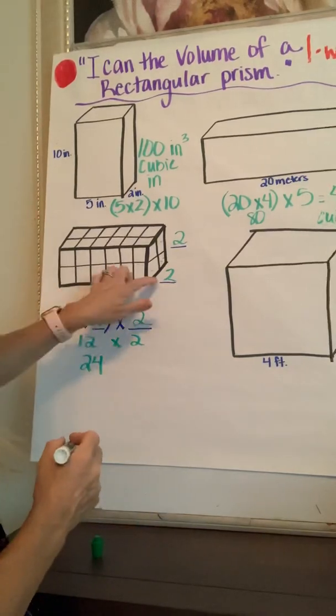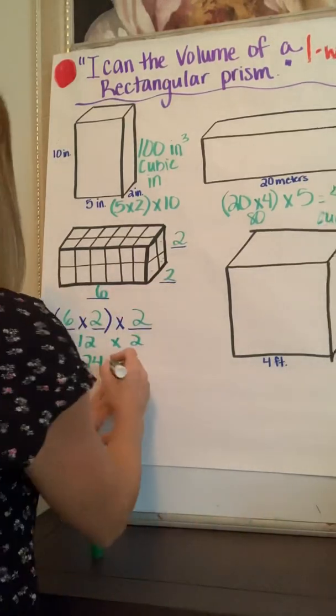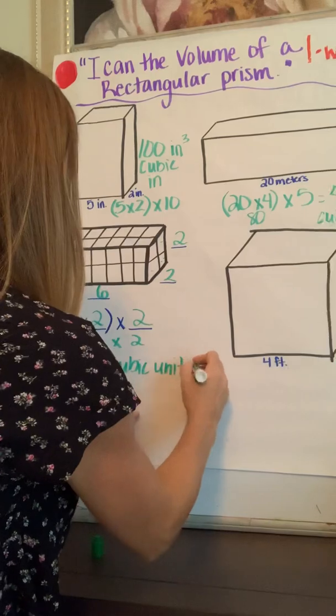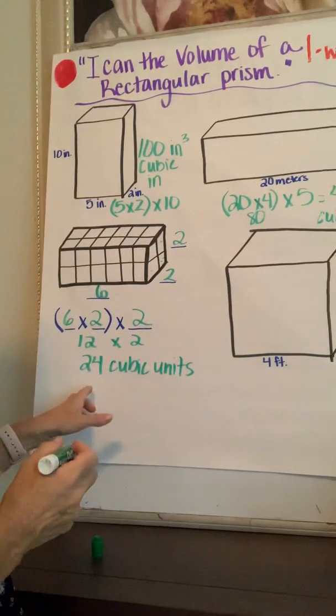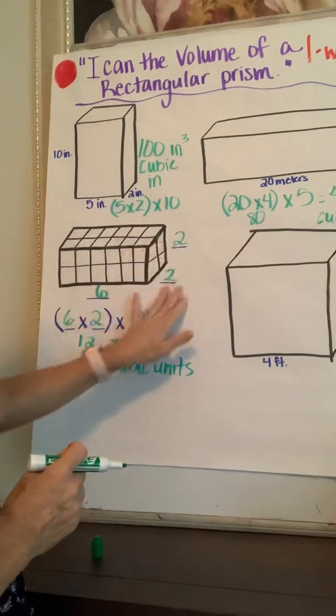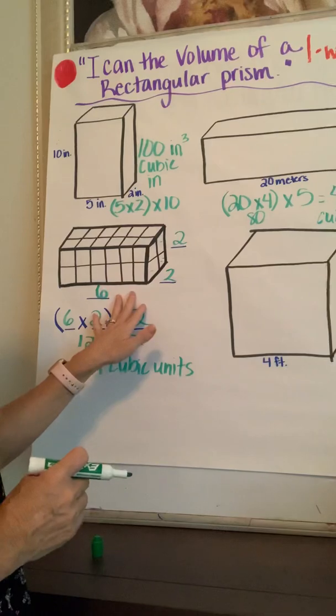Now, I haven't been given any units. These are just cubes, so I'm going to use the word cubic units because I don't have feet, inches, or anything like that. Or like I said, you could put units cubed. Okay, so that's another skill that comes along with this, is finding the 3 dimensions. And we will practice more of that in group.